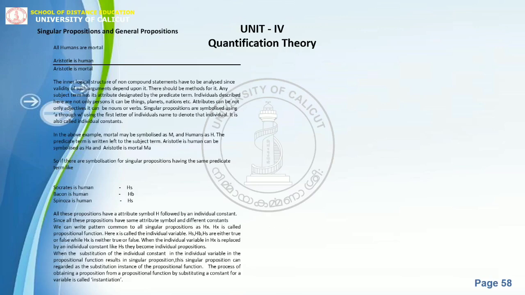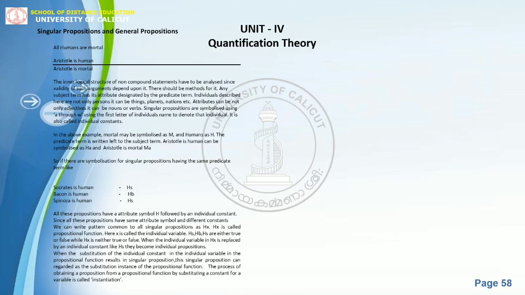Logical techniques developed earlier apply only to arguments whose validity depends upon the way in which simple statements are truth functionally combined to compound statements. So these techniques cannot be applied to arguments like: all humans are mortal, Aristotle is a human, therefore Aristotle is mortal. So for getting the validity of such an argument depends upon the inner logical structure of the non-compound statement it contains.